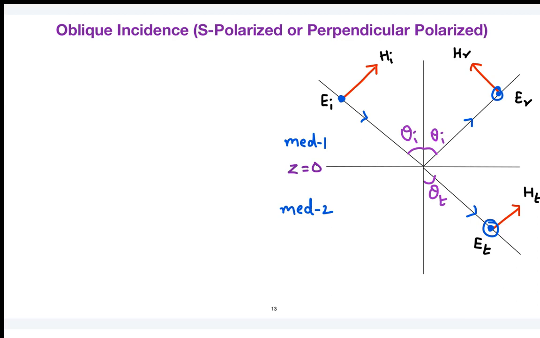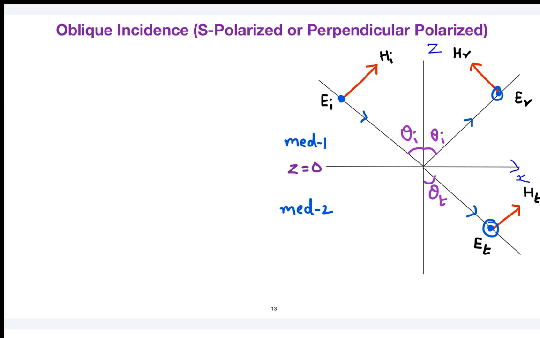For example, if you see in the diagram, this is your incident wave, this is your reflected wave, and this is my transmitted wave. When the interface is located at z equal to 0, your perpendicular axis will be the z axis, and z equal to 0 is your xy plane. Consider the one visible to you as the x axis, and the axis perpendicular to the plane of the paper as the y axis.